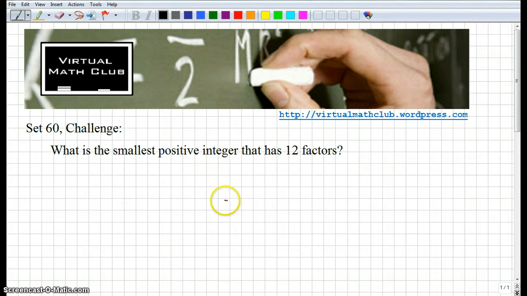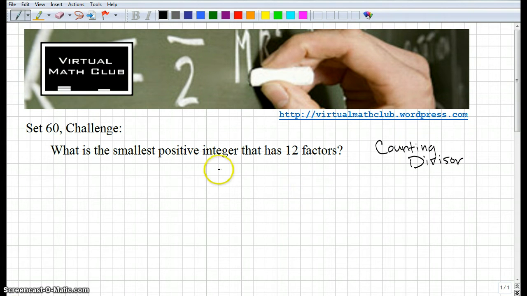What is the smallest positive integer that has 12 factors? Alright, this looks like a tough one. But if you haven't seen my video lesson on counting divisors, I would recommend that you watch that first. I recorded it just before I recorded the solutions to this one, so that you could refer to it.